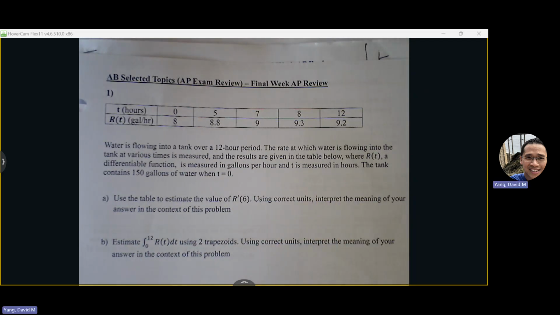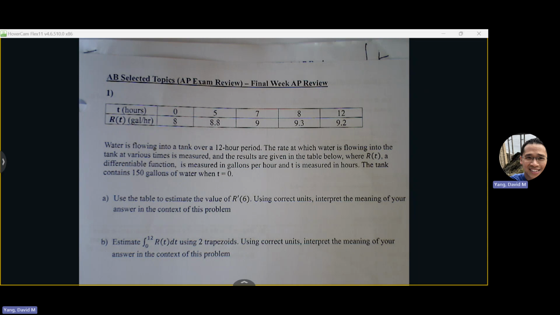Okay, so water is flowing into the tank over a 12-hour period. The rate at which water is flowing into the tank at various times is measured. R of t is a differentiable function, measured in gallons per hour, and t is measured in hours. The tank contains 150 gallons of water when t is equal to 0. Use the table to estimate the value of R prime of 6.